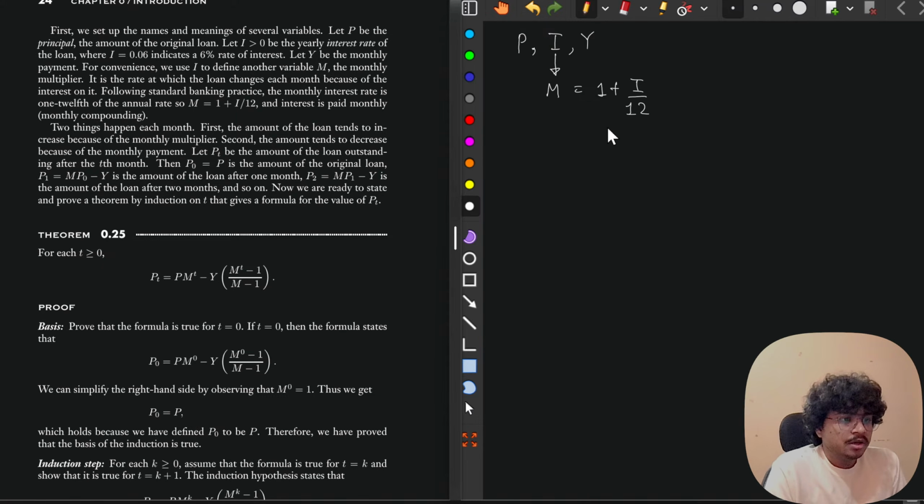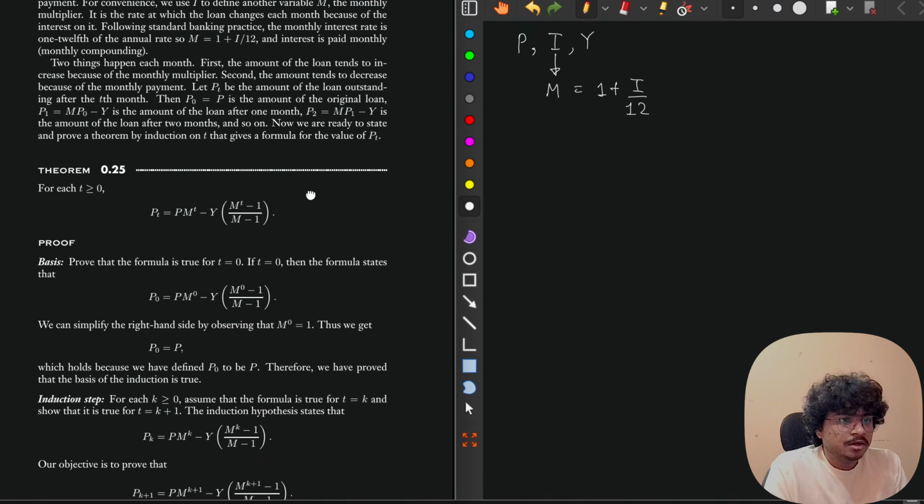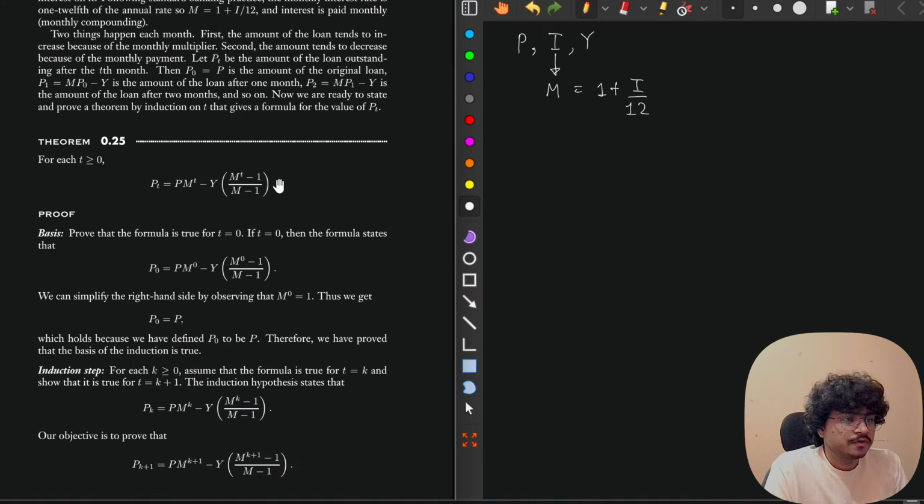The interest is paid monthly, with monthly compounding. Two things happen each month. First, the amount of the loan tends to increase because of the monthly multiplier. Second, the amount tends to decrease because of the monthly payment. Let P_T be the amount of the loan outstanding after the Tth month. Then P_0 equals P, the amount of the original loan.